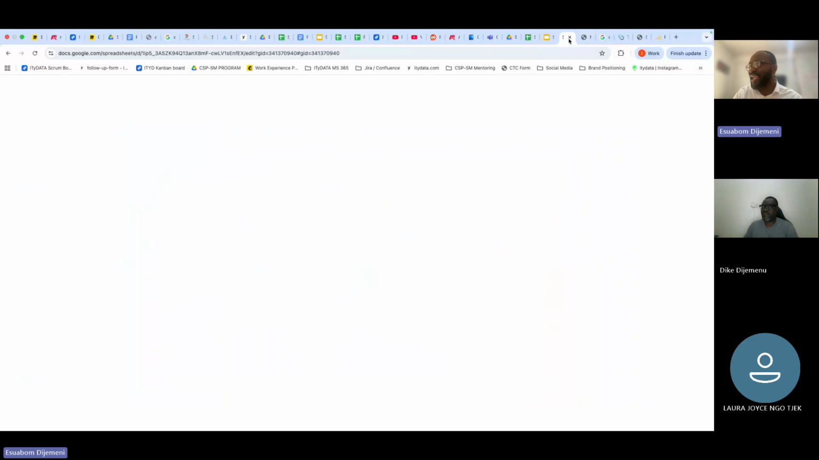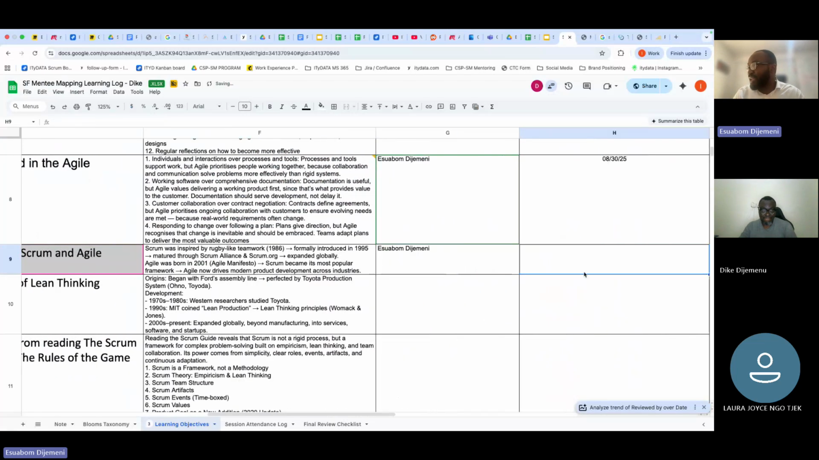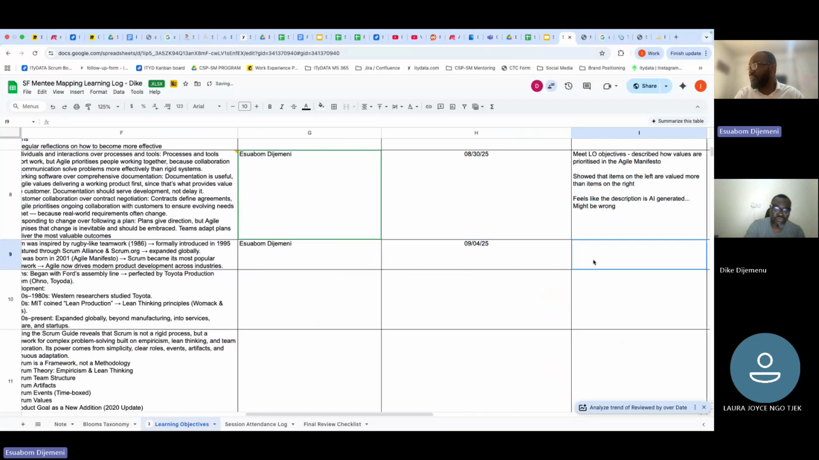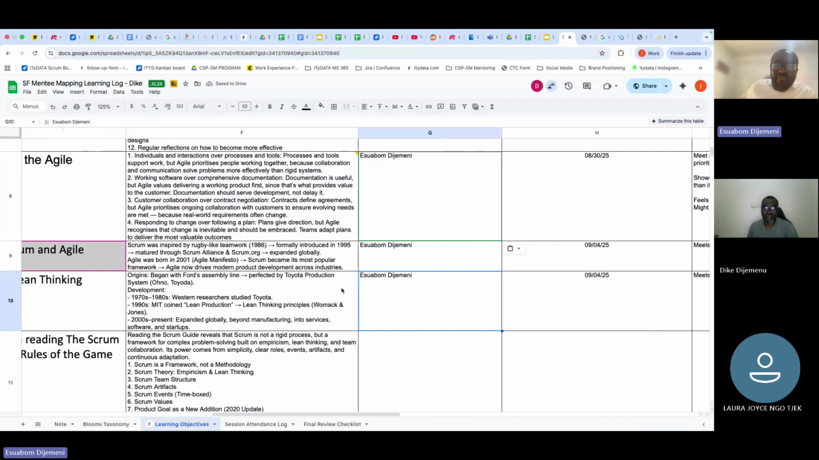So, Laura, this is what will happen. What's today's date? Let me just copy this. Yes, we're reviewing it today. Of course, meet learning objectives. But before we continue, let's have a small discussion around this, because I think it's important.